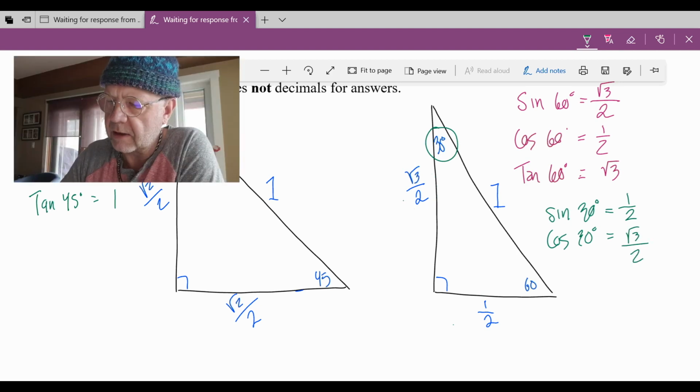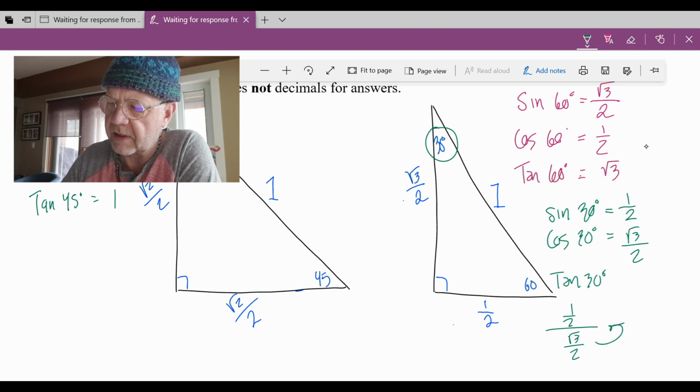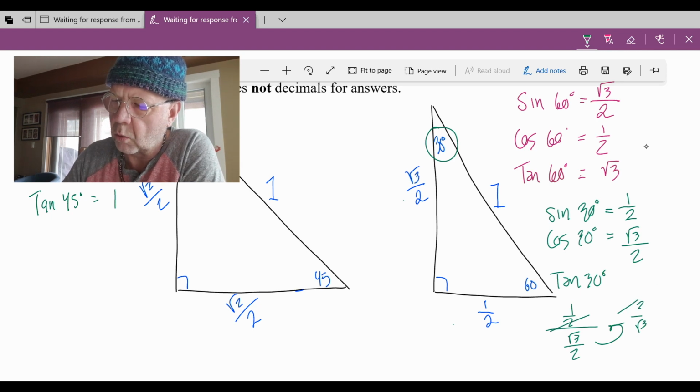And finally, tangent of 30 degrees is going to be, I'm going to do my work down here, 1/2 over root 3 over 2. And when I pop that over there and invert and multiply, I get 2 over root 3, 1 over root 3.